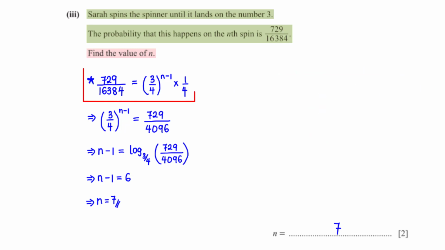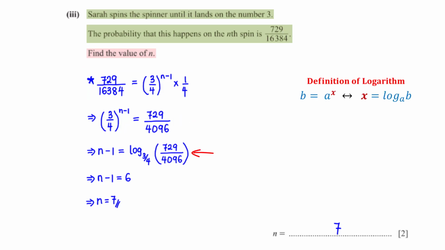And so in this case, the probability that the spinner lands on 3 on the nth spin is 3 over 4 raised to the power n minus 1 times 1 over 4, which is equal to 729 over 16,384. When we multiply both sides of the equation by 4, this is what we have. To make n minus 1 the subject, we can apply the basic definition of log. When we type the log of 729 divided by 4096 to the base of 3 over 4 into the calculator, we get 6, and so n equals 7.